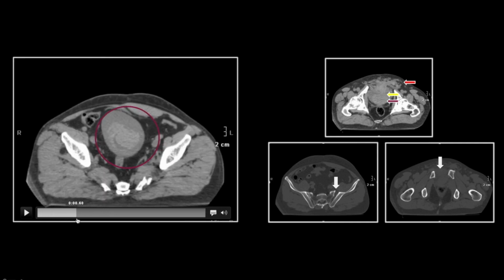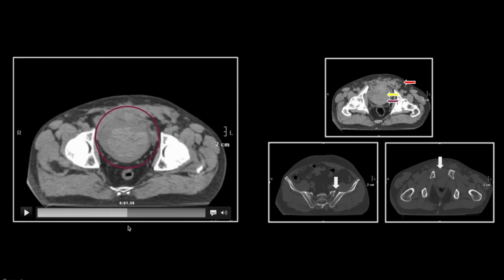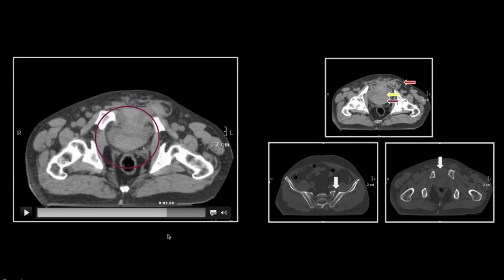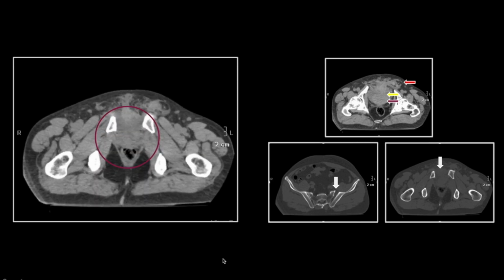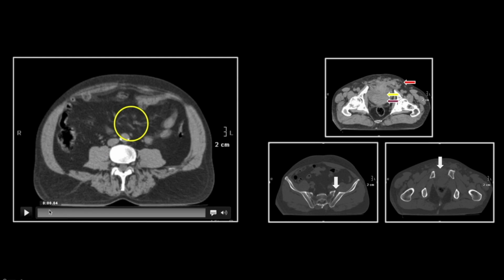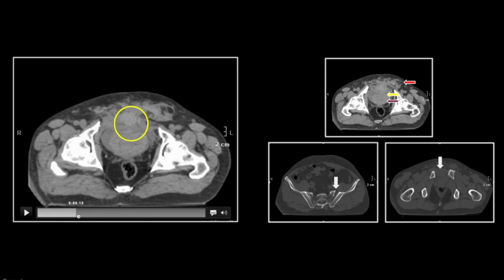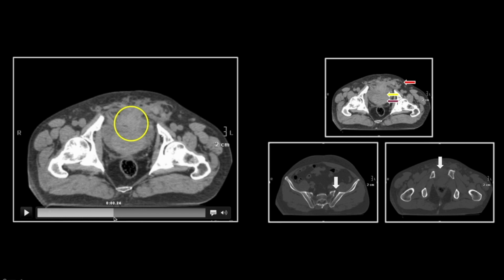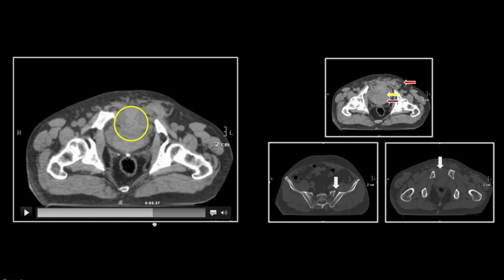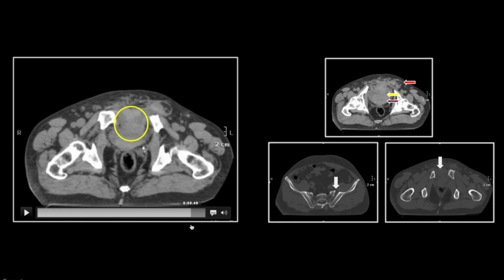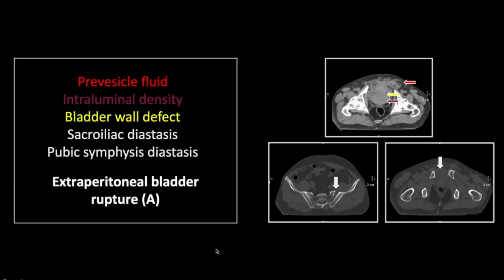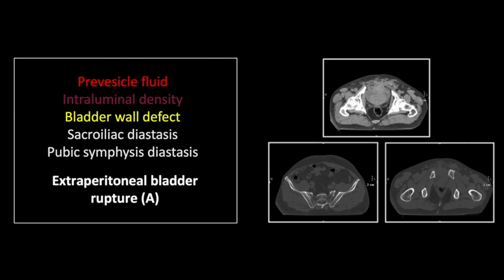Let's look first at that intraluminal clot present throughout the bladder, which is itself somewhat distended. Now let's look at that anterior bladder wall defect, through which you can see that hyperdense clot passing and extending into the prevesical space of Retzius. So a nice example of an extraperitoneal bladder rupture with typical associated skeletal injuries.